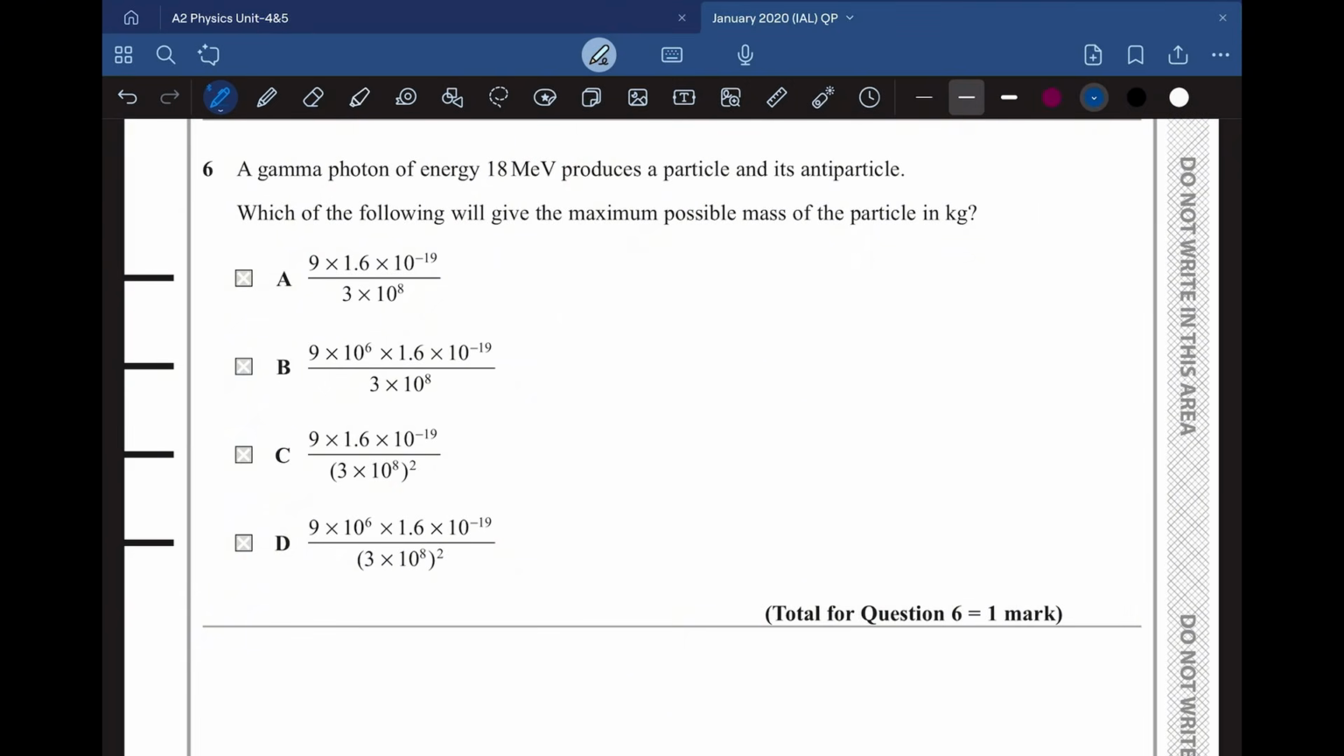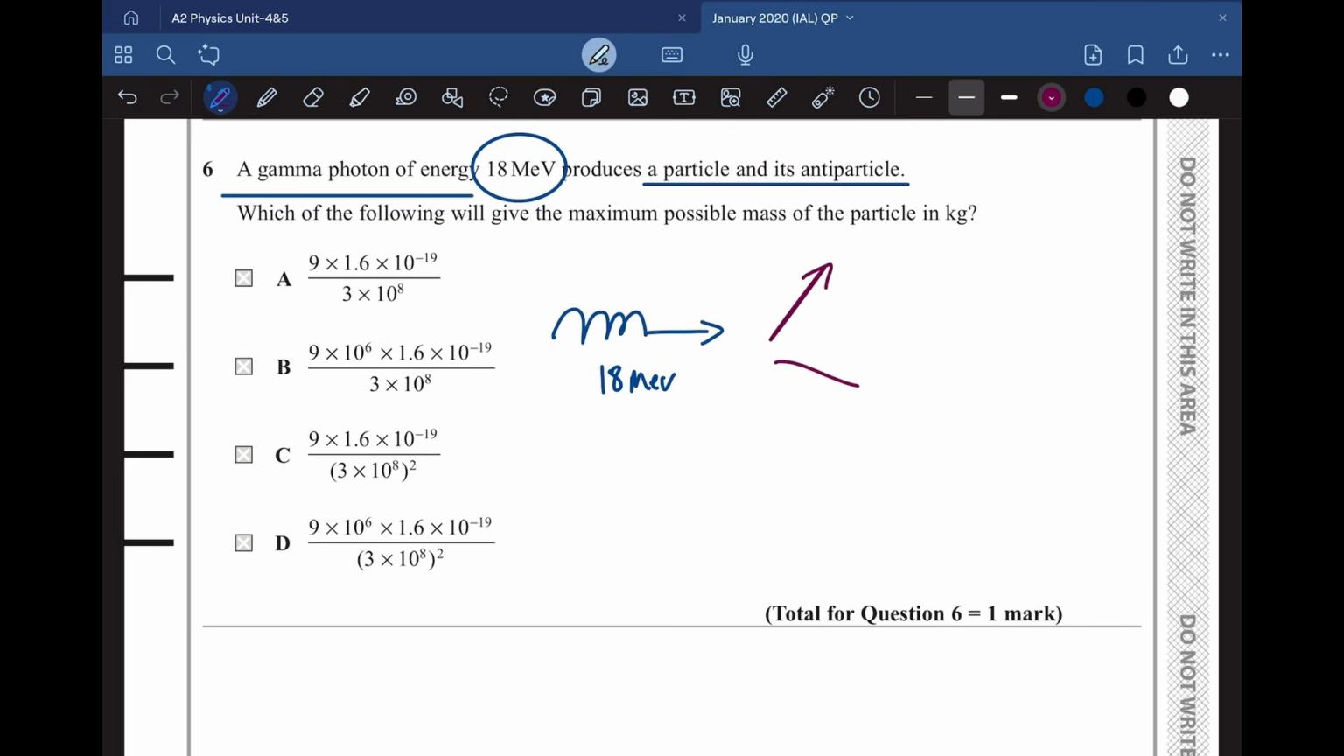It says a gamma photon of energy 18 mega electron volt produces a particle and its antiparticle. So basically a gamma photon is producing two particles, one is a particle and the other one is an antiparticle. So this is a question of pair production, something that we have learned in our syllabus. So there is a photon of 18 mega electron volt, which will produce two particles, a particle and an antiparticle.